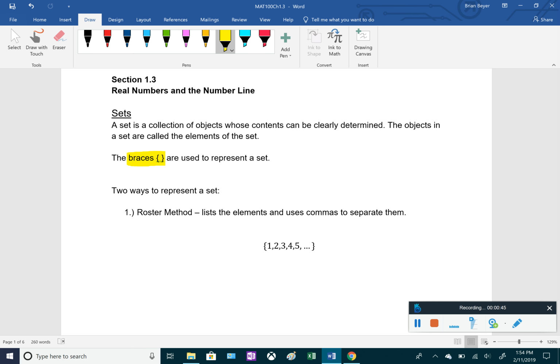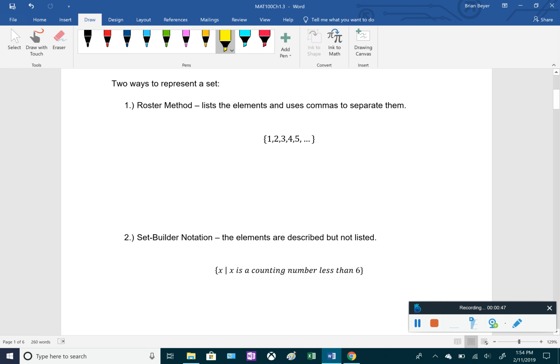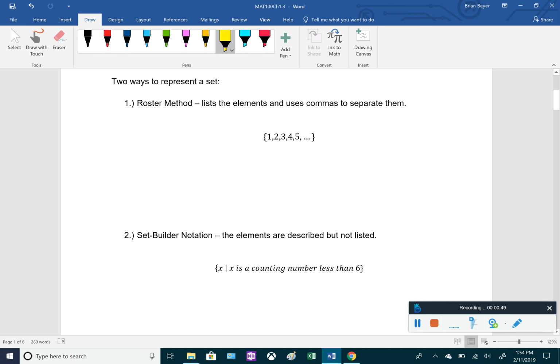There are two ways that we're representing a set. We're going to have the roster method and set builder notation. Roster method is pretty simple. Roster method is just listing the elements. You literally just have the elements listed out, separated by commas.